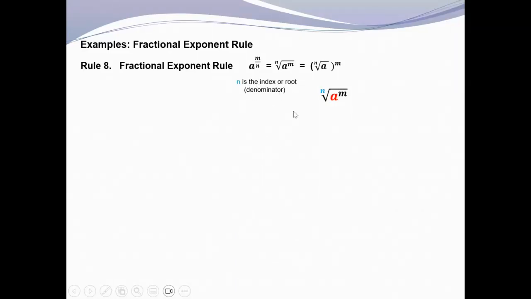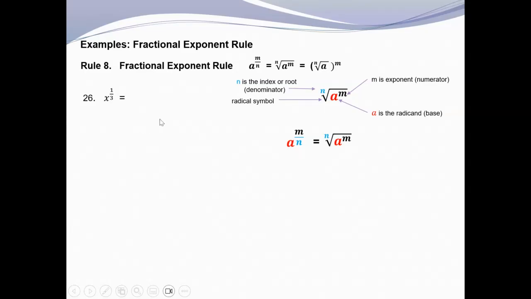N is called the index. a is the radicand, which is the base, and m is the exponent, which is the numerator. And that's a radical symbol.